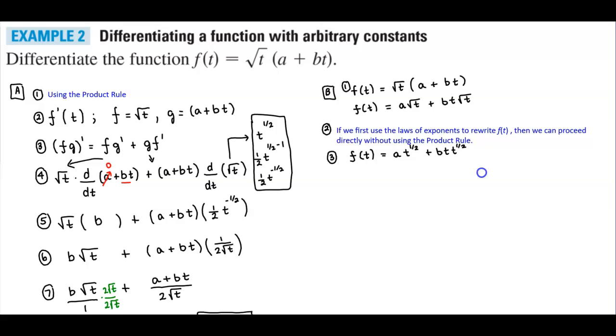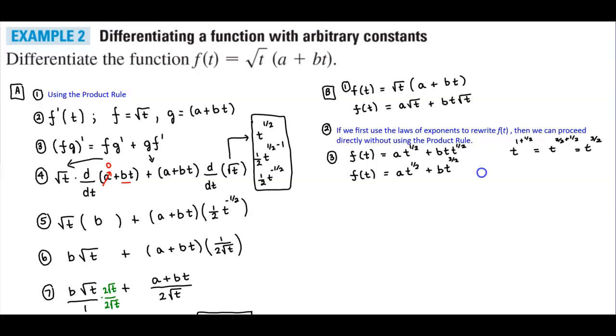Okay, and then keep in mind here that if we want to simplify that second term a little further, when you multiply with the same base, you can add your exponents. So that becomes 2 over 2 plus 1 over 2. So we know we get t to the 3 over 2. So this is b times t to the 3 over 2.